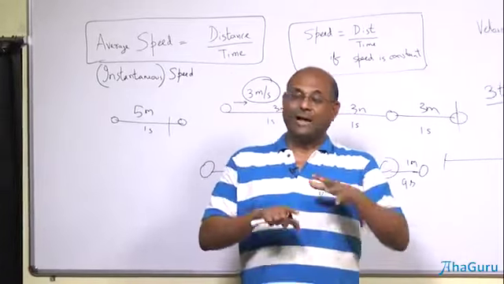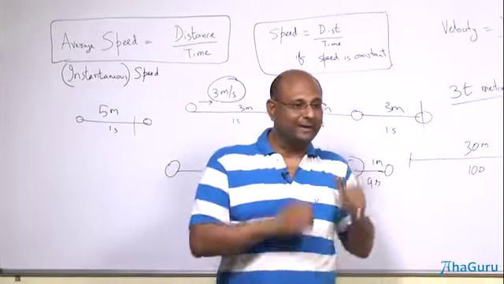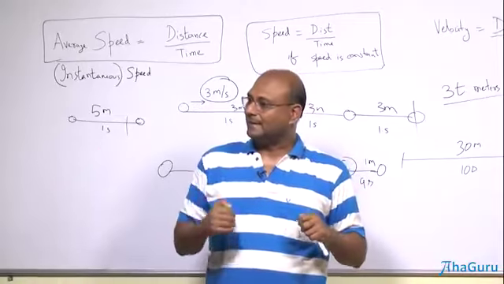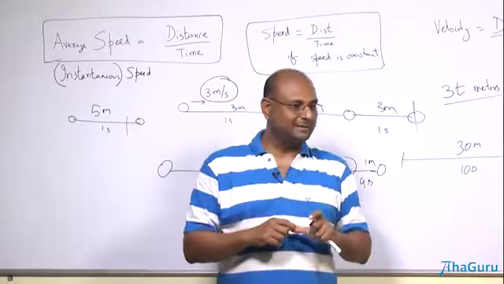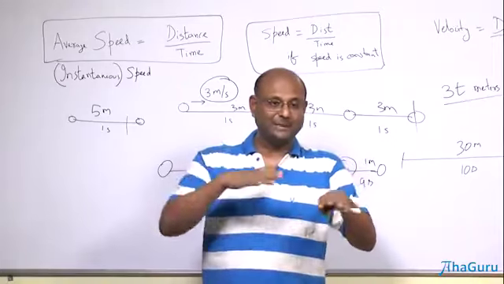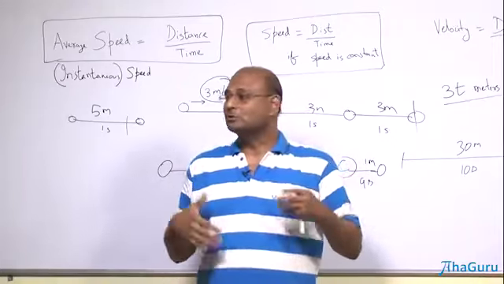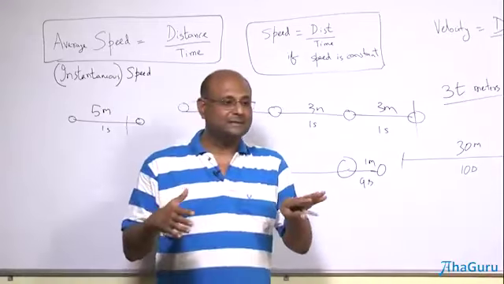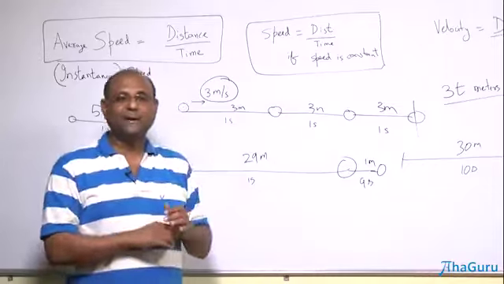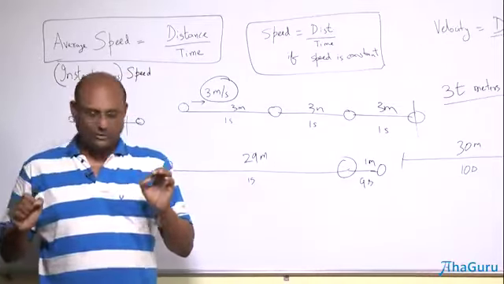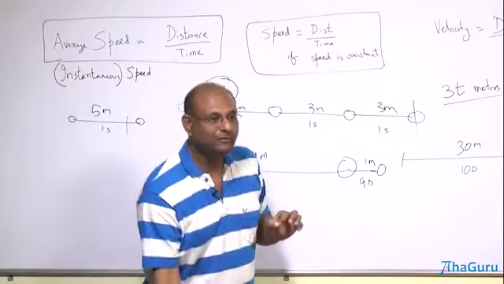Second, your average speed also depends on what you did on the way. For some time you are at 5 meters per second, sometimes you are at 3 meters per second. First of all, you can't say the average is 5 plus 3 by 2. And you also can't say that the average is the same as the actual speed you had at every instant. So speed is a quantity that depends on time. When do you have the speed?